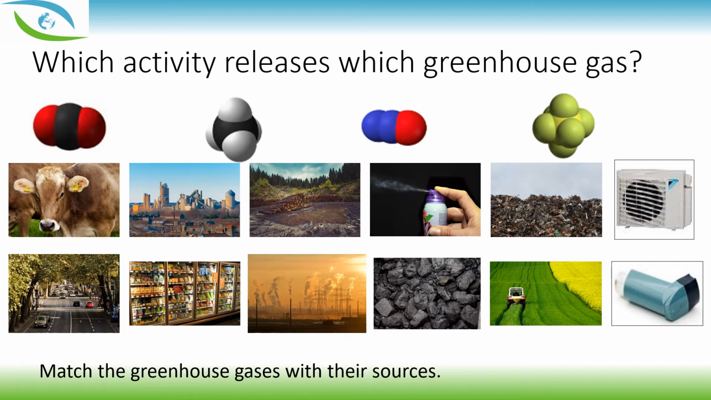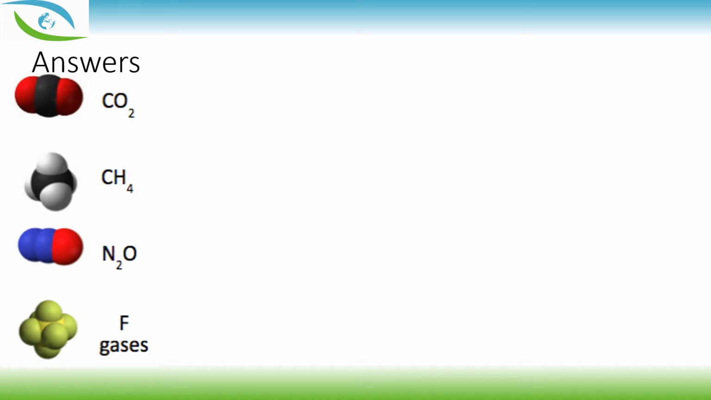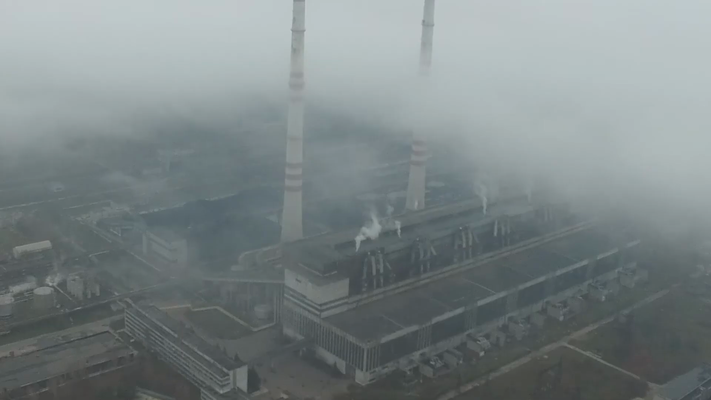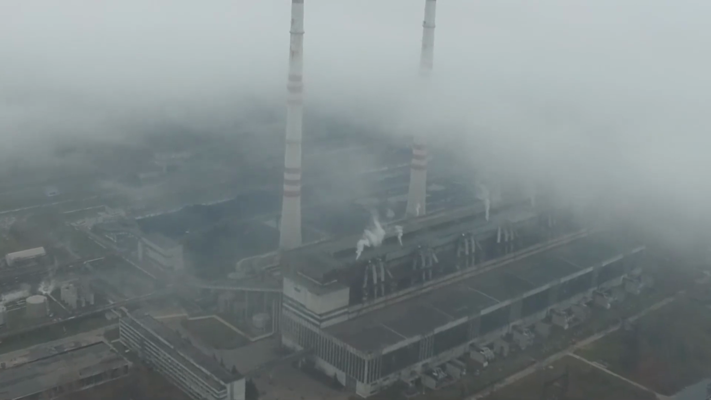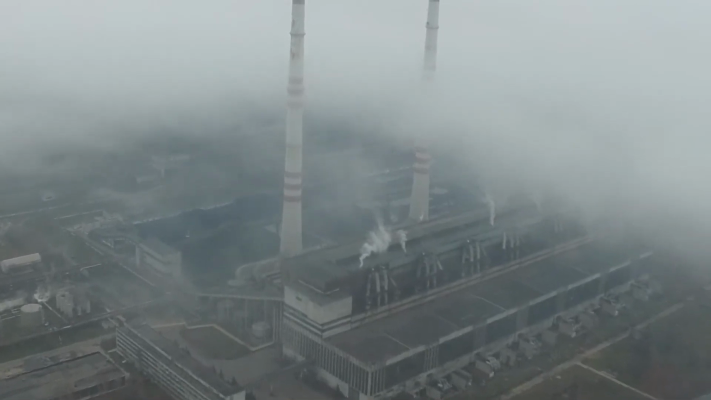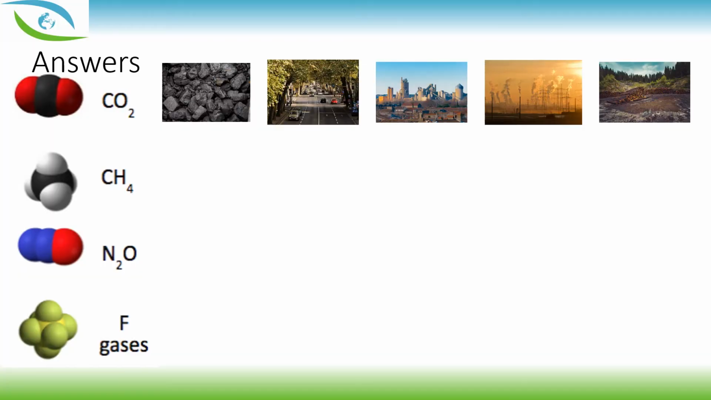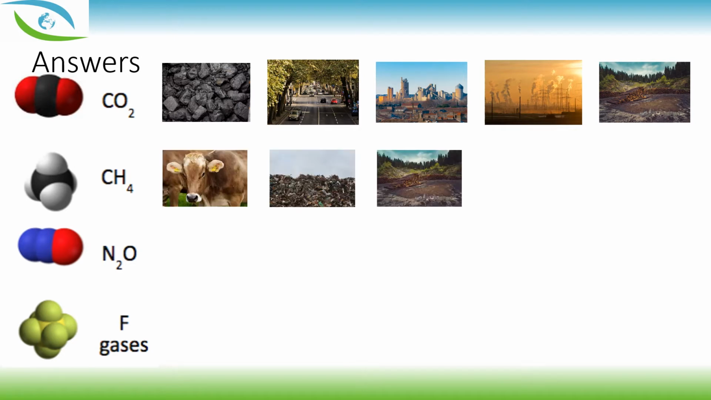Welcome back. How do you think you did with this activity? Carbon dioxide is probably the greenhouse gas we are most familiar with. We know it is generated from the burning of fossil fuels in either transport or energy generation. However, it is also released in the manufacture of cement. And an increasingly important area of carbon dioxide release is deforestation.